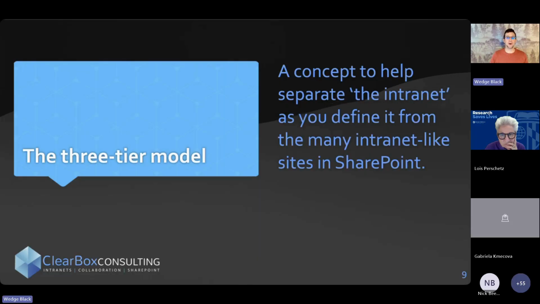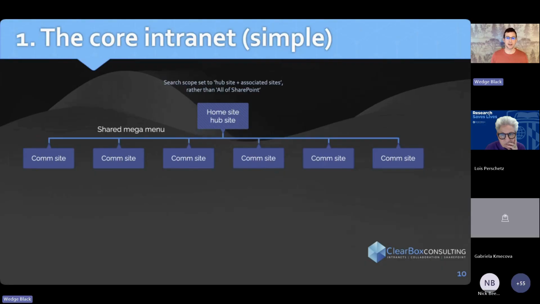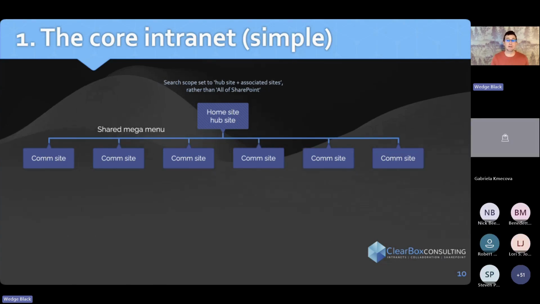So let's go to level 1. This is what I call the core intranet. It's a simplified sitemap showing what I call the core intranet. You might recognize it as being very central service heavy. It might be about central departments, it might be about central services. It's what we agree to be the all-employee intranet, or at least every site on the all-employee intranet is for or available to the majority of employees.